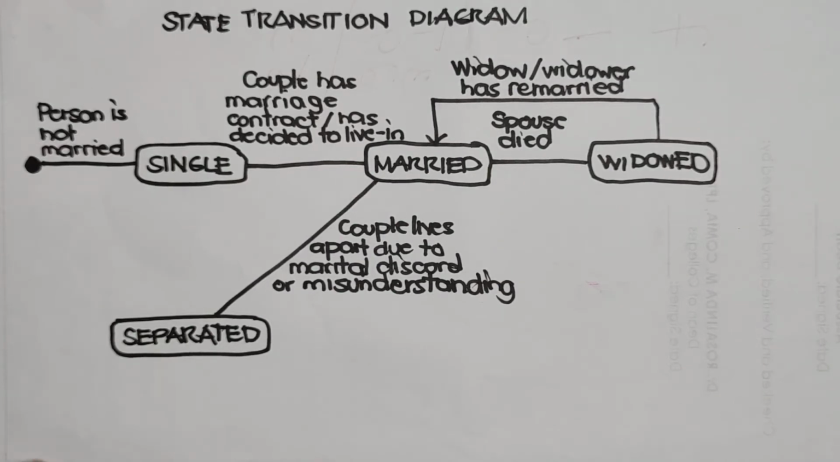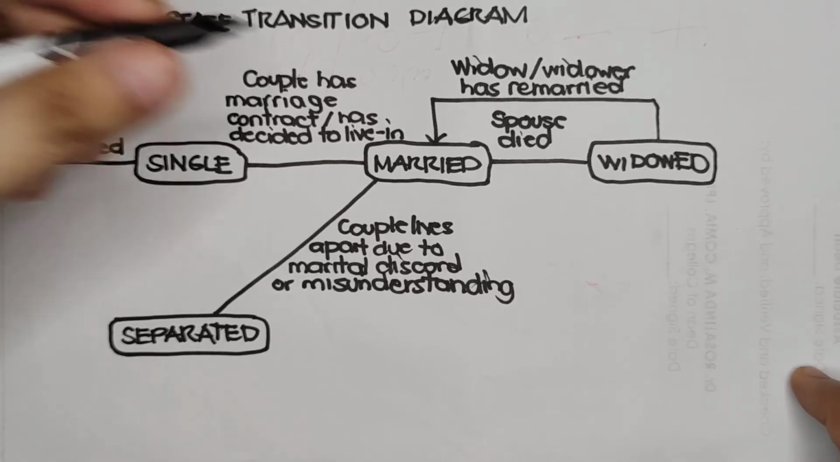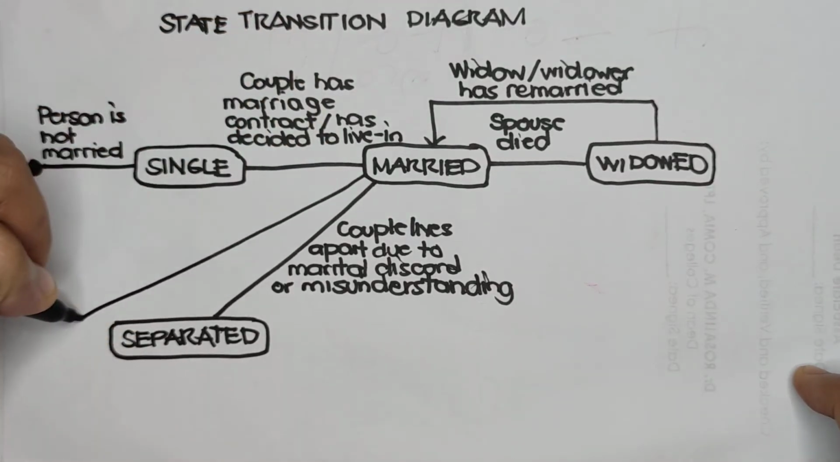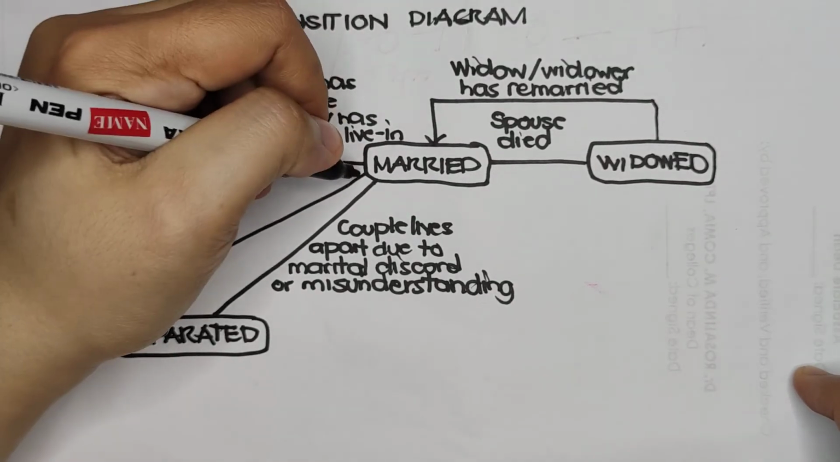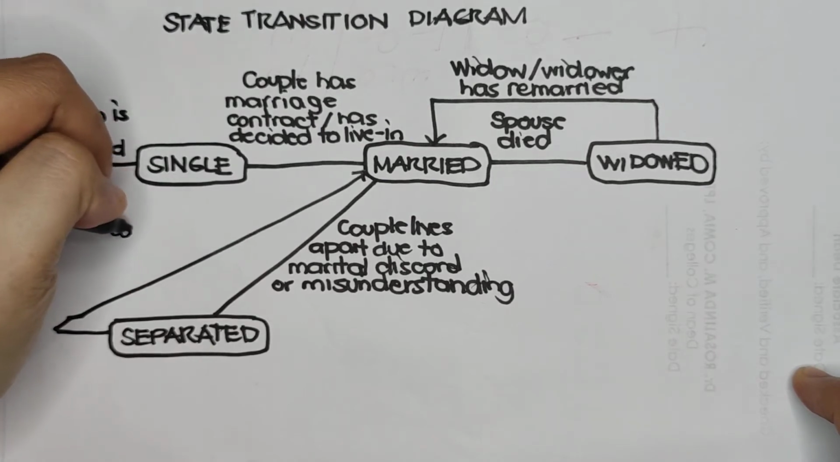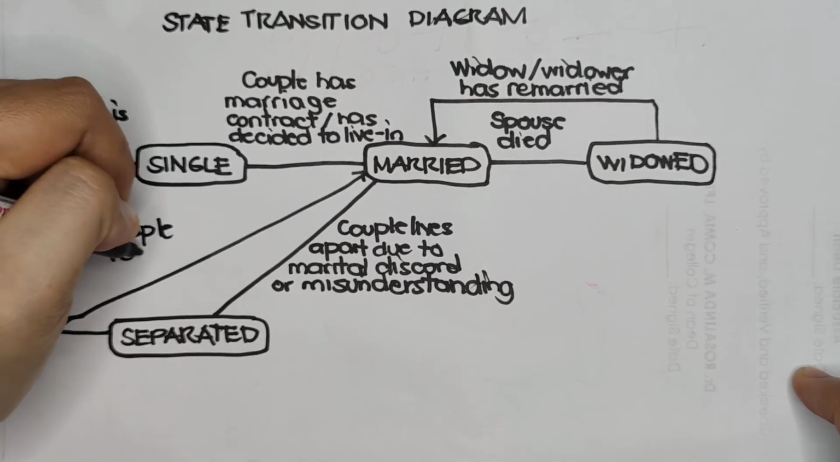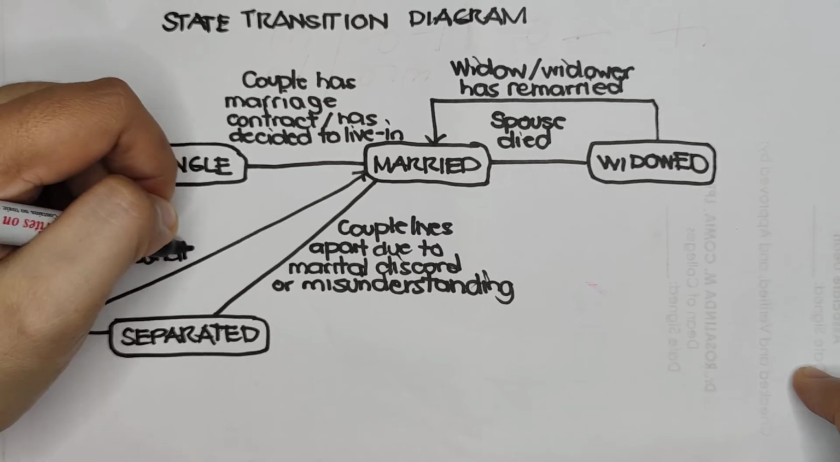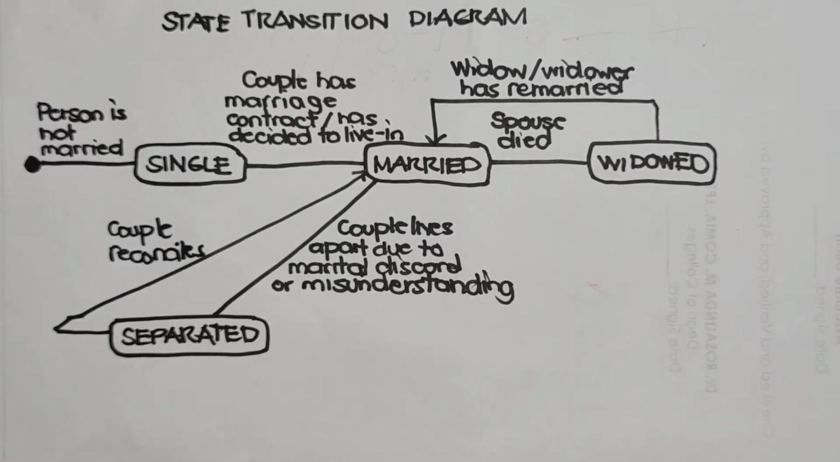But can the married couple who is legally separated live together again? Actually, they can. So we have this arrow: couple reconciles. When the couple reconciles, they go back to the married state.